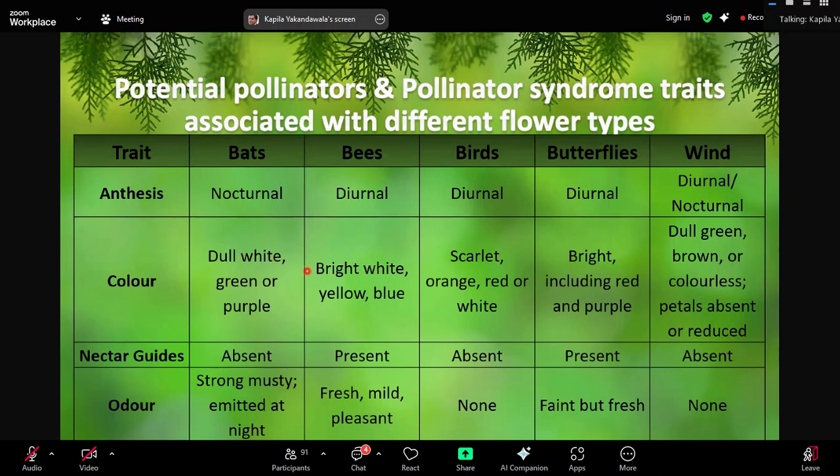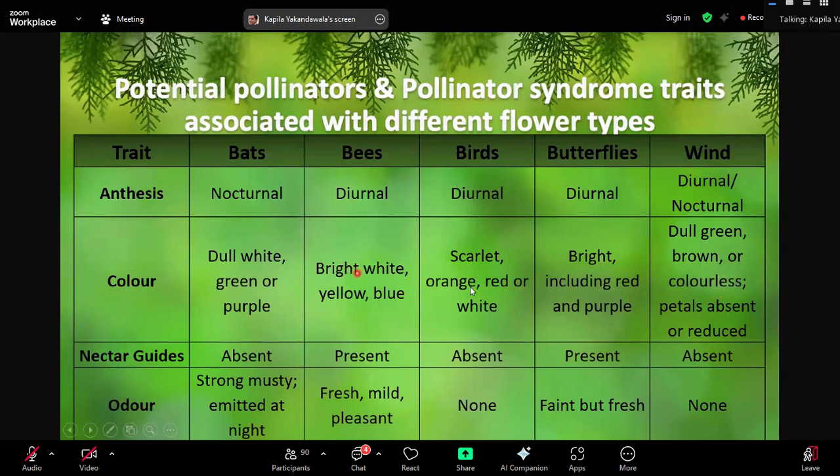Then color, there could be color overlaps, but bats, they don't see color. So bat pollinated flowers are usually white, green or purple, light colored. Not only that, even wind pollinated flowers either don't have a color or could be green, brown or white color. And petals are absent in this case, wind pollinated flowers.